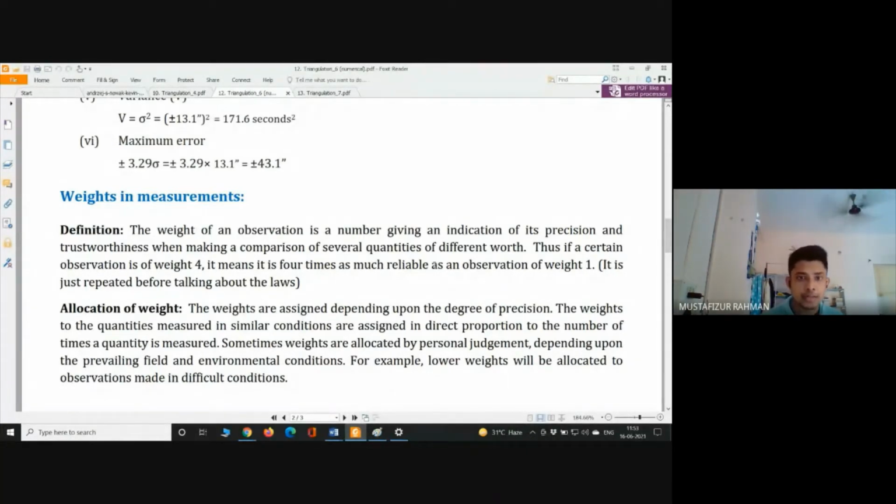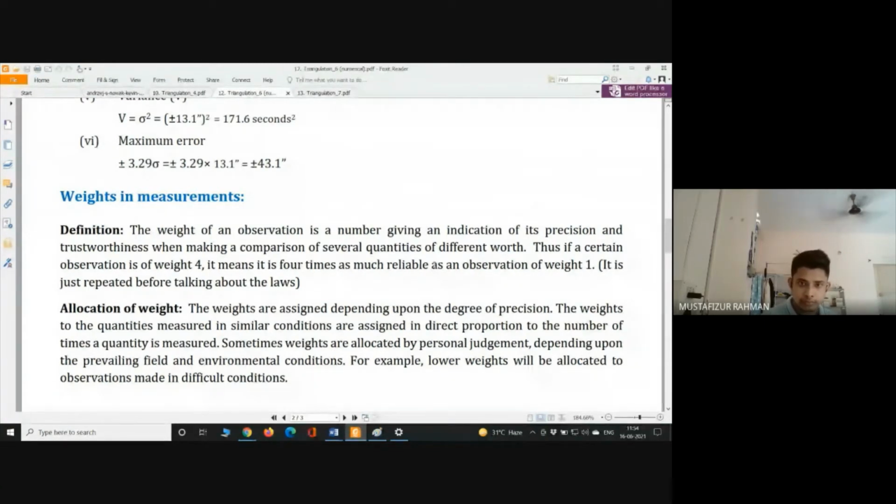party came, our friend came, and he or she measured it 4 times. Okay, so that means the measurement done by her or him is 4 times more appropriate, more valuable or reliable, than the one done only once. So that is weight. If we measure only one time, we can say weight is 1. If we measure 4 times and take a mean of those 4 measurements, then weight is 4.